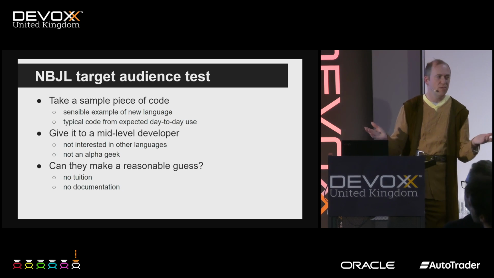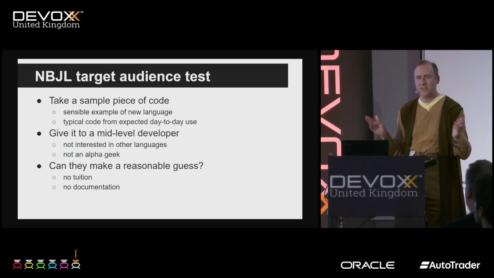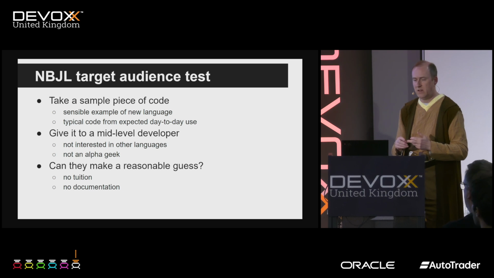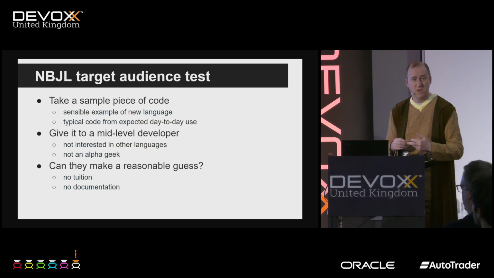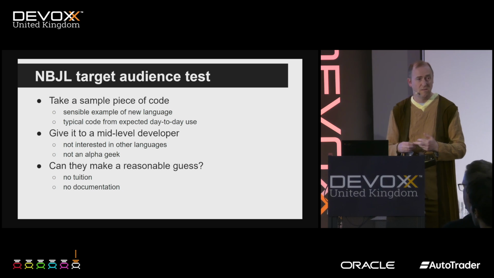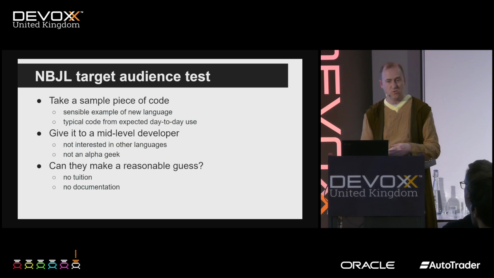This was the test I put forward. So take a piece of code in this new theoretical language that we're talking about, NBJL, just a sensible piece of code, nothing too fancy. You give it to a mid-level developer, and can they understand it? Like with no tuition and no documentation, can they take a reasonable stab at what the meaning of that code is? That seemed like a good starting point for a target audience test.